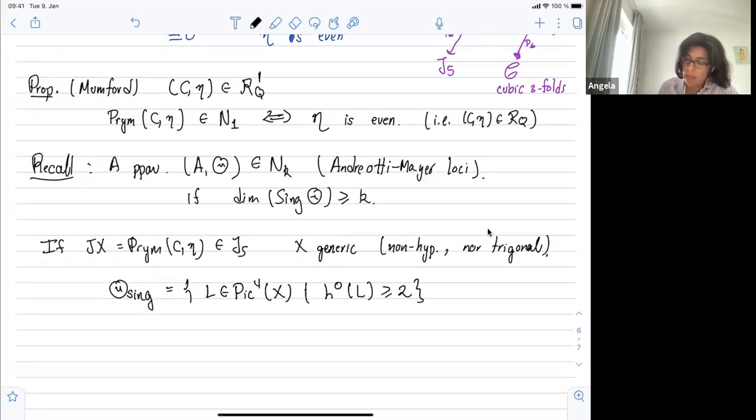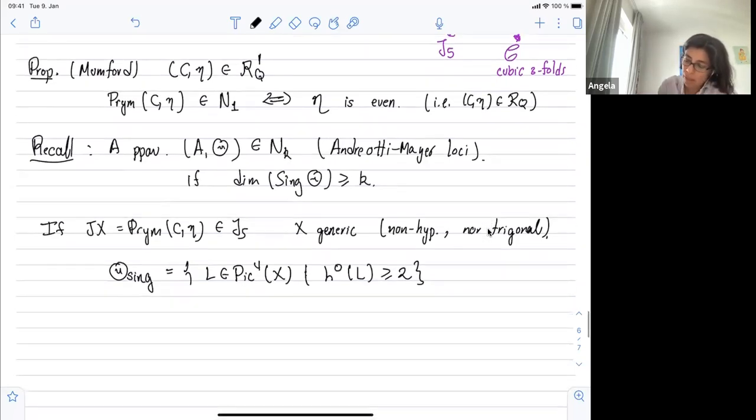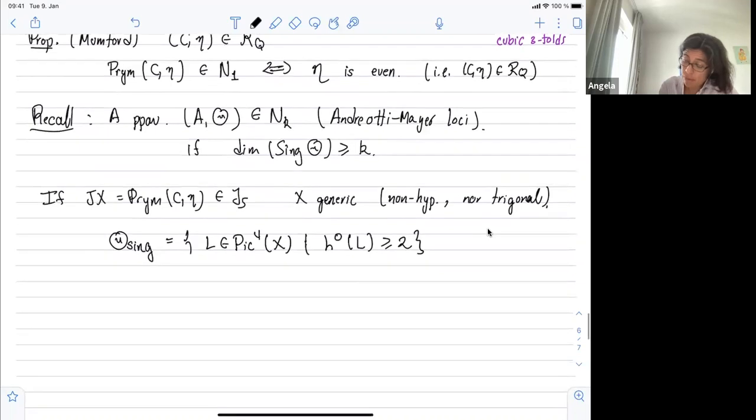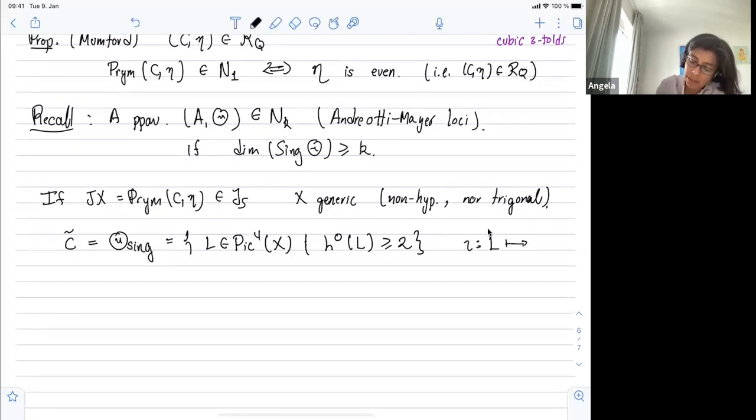And it turns out that this is one dimensional. It turns out this actually is a curve. This gives you a curve, and these curves come with a natural involution, iota, which is just: take L to K minus L. It's an involution.